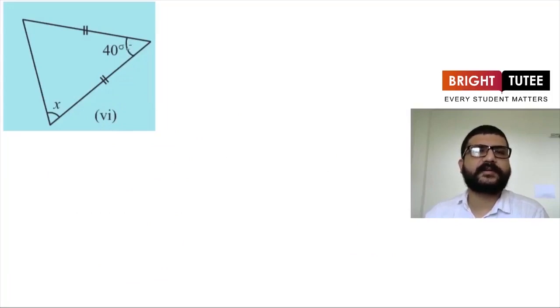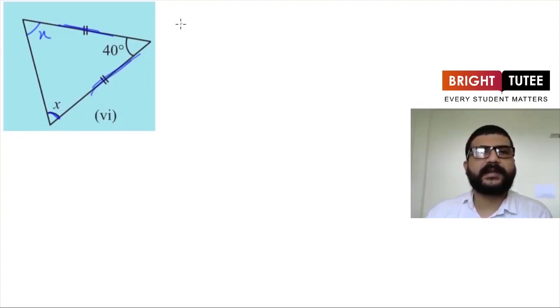Now here also one of the angle is marked as 40 degrees and it is given that two sides are equal. This side is equal to this side. Now what about angles opposite to these sides? One of the angle is x and the second angle will also be x. As we know, angles opposite to equal sides for an isosceles triangle are equal. So it means now in this triangle we are having two of the angles as x and the third angle is 40 degrees. So what we can do now? We can use angle sum property.